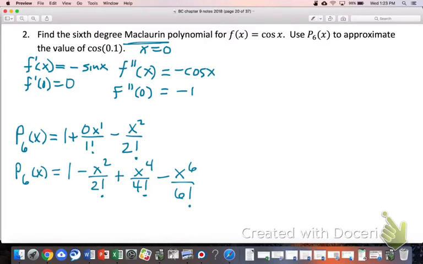So you can see that the Maclaurin series for cosine is alternating, and all of the degrees are even. And hence, it kind of agrees with the idea that cosine is an even function.